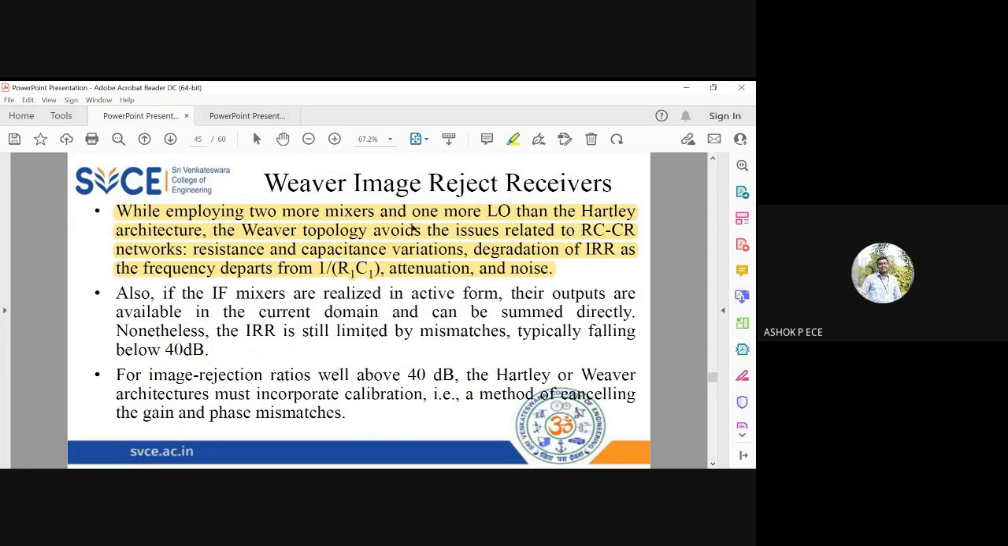Even though you introduce mixers and filters, all have to be perfectly working. So IRR is still limited by mismatches, typically falling below 40 dB. For image rejection ratios well above 40 dB, such architectures must incorporate calibration, a method of cancelling the mismatches. So 40 dB is considered to be a decent image rejection ratio. But if you want to improve your IRR to go beyond 40 dB, then you cannot use Hartley and Weaver architectures as they are, and you have to incorporate methods where you can improve the performance of these two receivers. Otherwise, these two receivers will fail miserably at high frequencies.